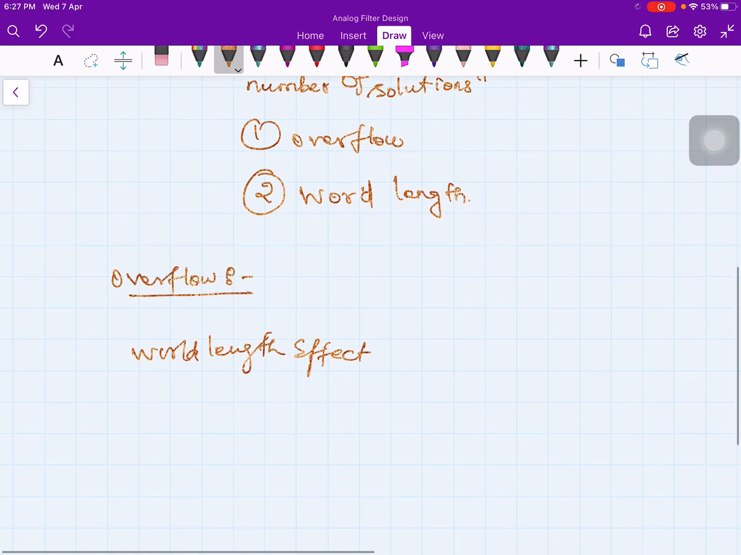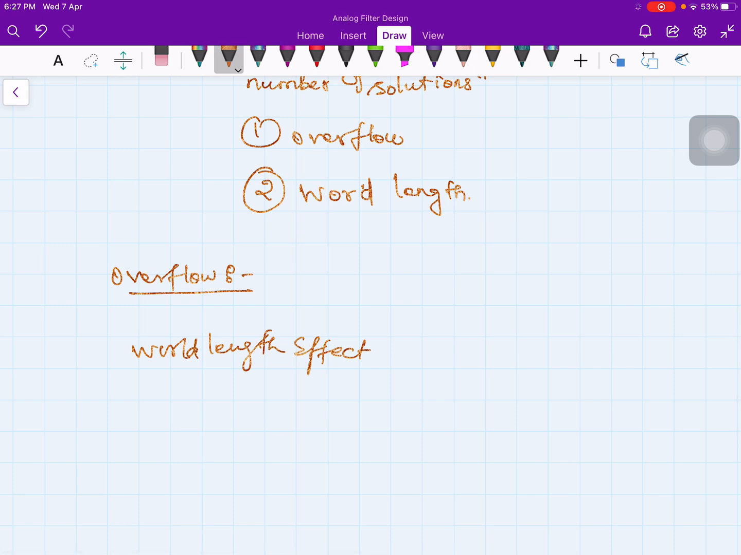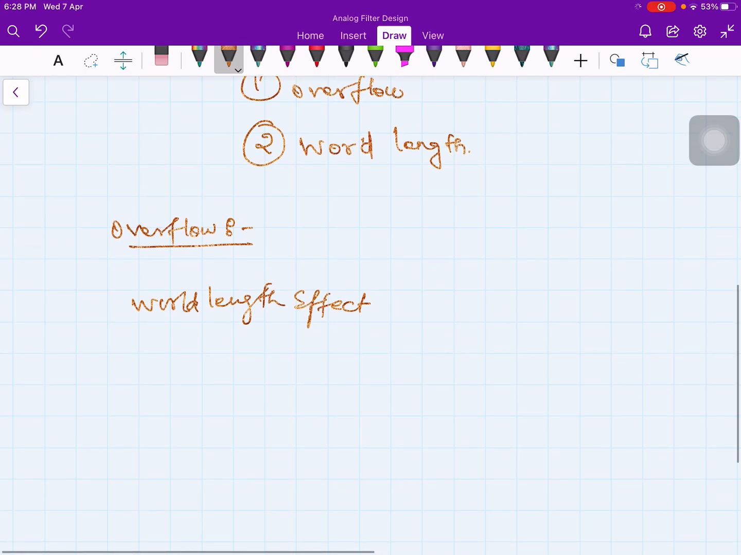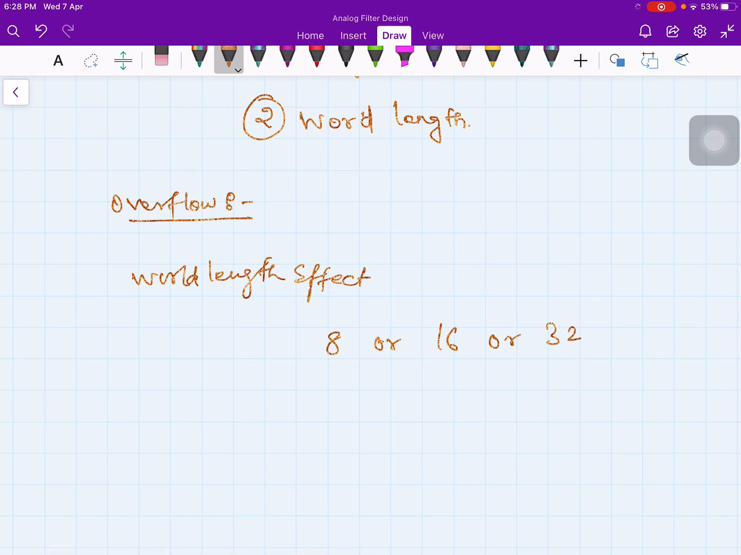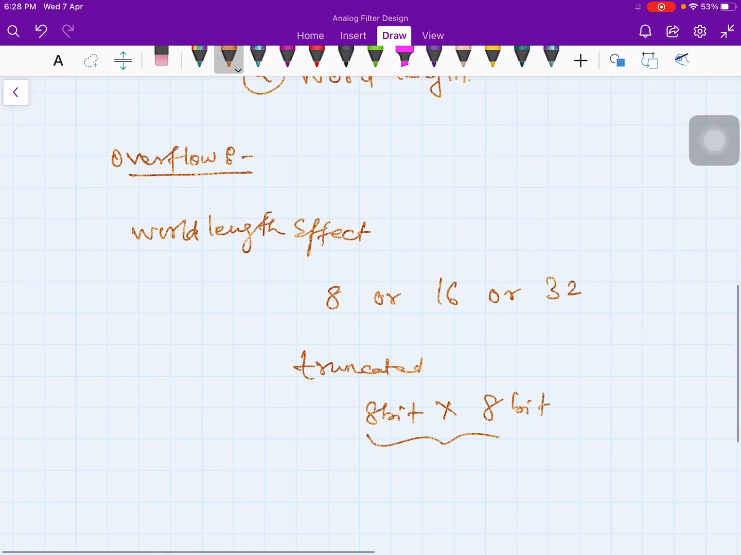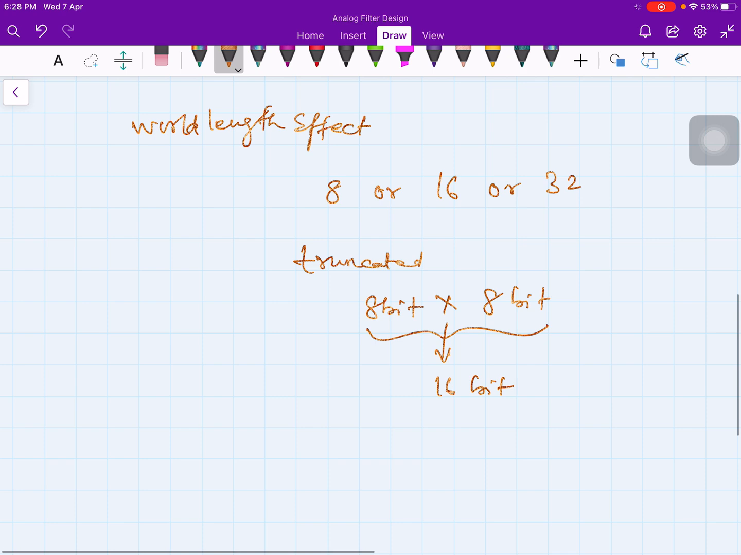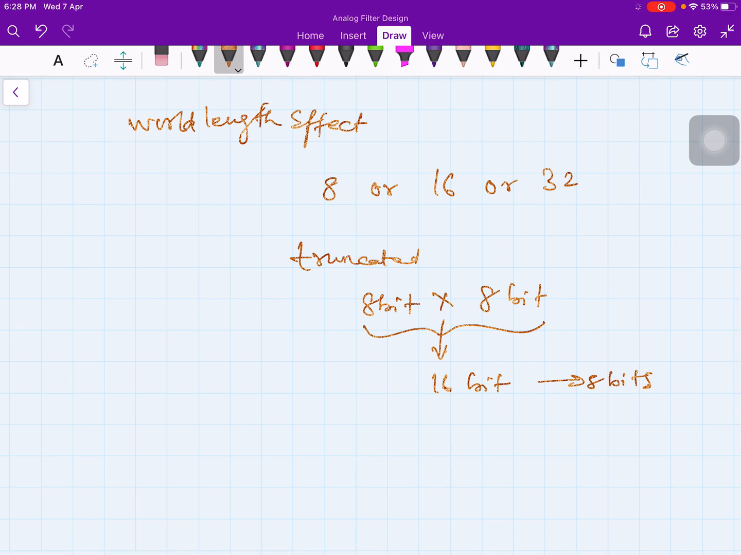This is a very important problem, because of the finite number of bits that you have to use. You may use 8 bits or 16 bits or 32 bits, and therefore of necessity the coefficients as well as the signals have to be truncated. For example, you take an 8-bit number and multiply by another 8-bit number, and this multiplication will give you a 16-bit number, right? And if your hardware is 8-bit, then you will have to truncate to 8 bits. So if you do that, then there will be a problem. That problem is called a word length effect.